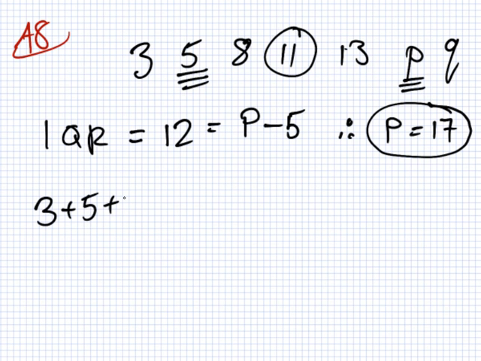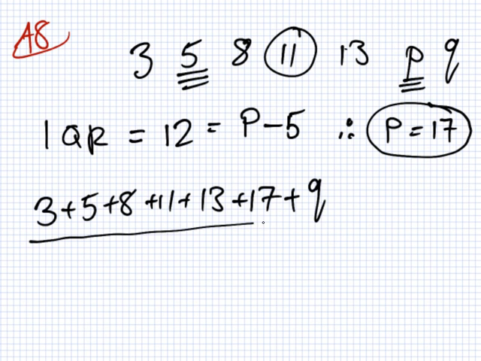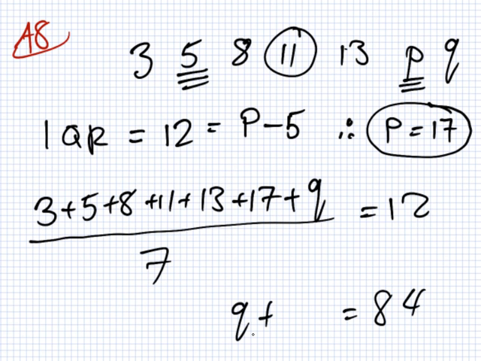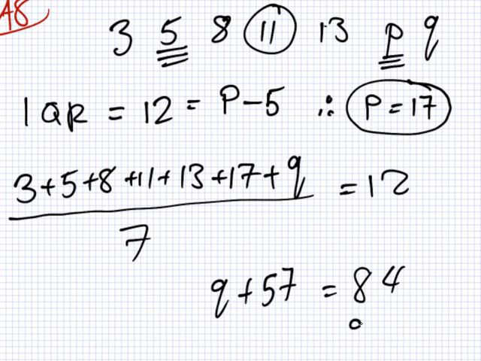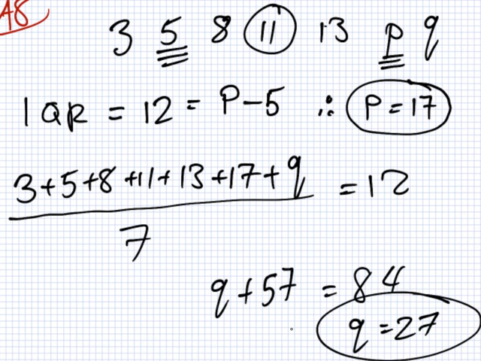3 plus 5 plus 8 plus 11 plus 13 plus 17 plus Q, over 7, should equal 12. So here that's 84, and here that's Q plus 3 plus 5 plus 8 plus 11 plus 13 plus 17, which is 57. So Q must be 27. Continue. Right, A9.